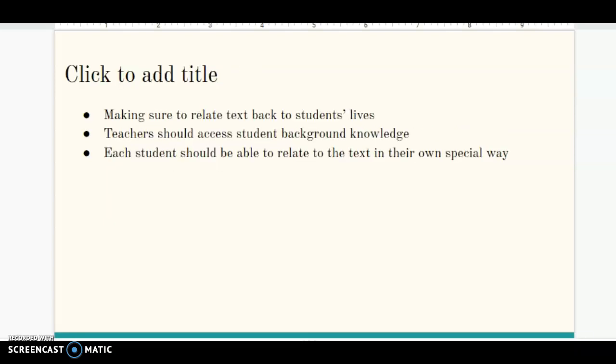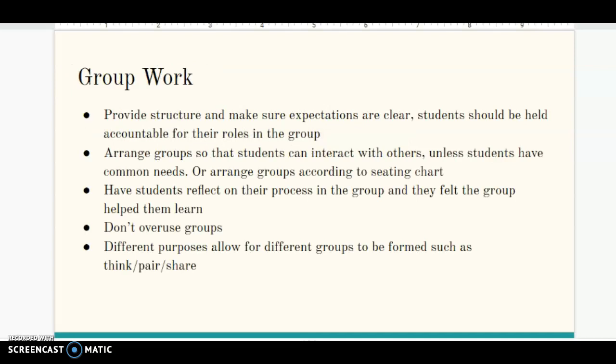And make sure to relate the text back to the students' lives, which ties into background knowledge, and that really helps with getting the students engaged in the reading and the writing and finding their own purpose along with the one that we have already established for them.